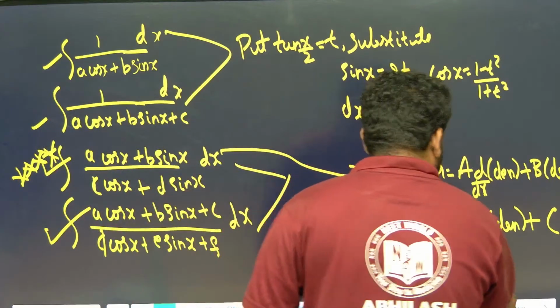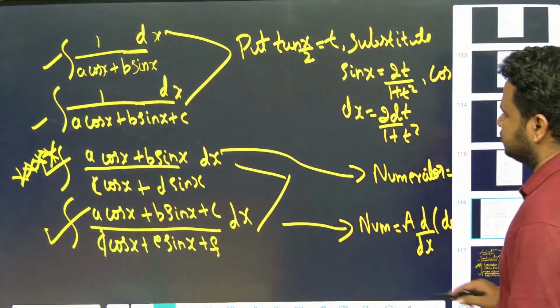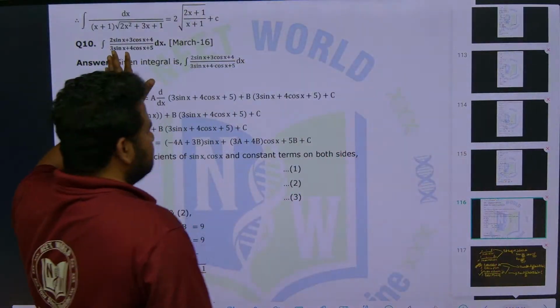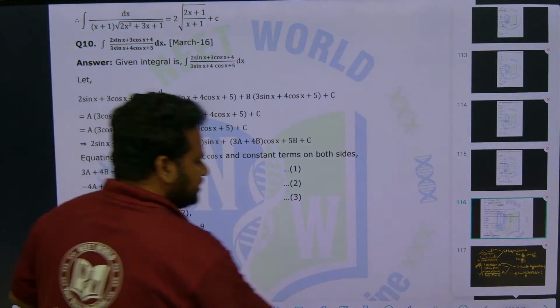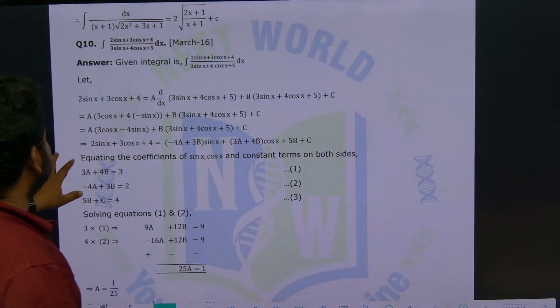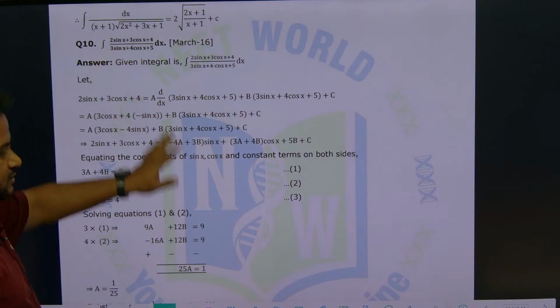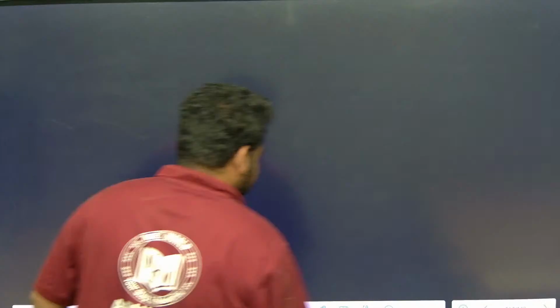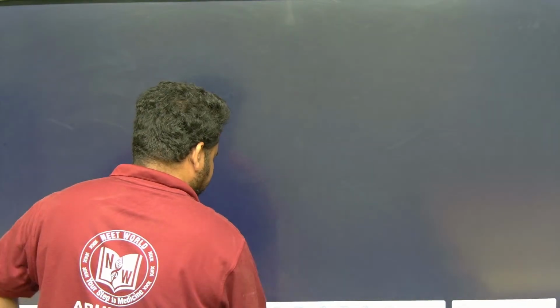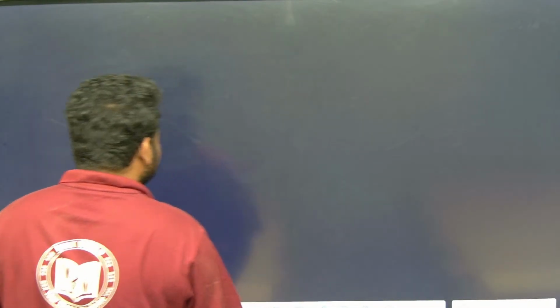Okay, so see here, this question is of the type which I discussed now. The question is the integral of 2 sin x plus 3 cos x plus 4 by 3 sin x plus 4 cos x plus 5 dx. This is what they are asking. So let us solve this question, friends. Observe carefully. Let me do the partition so that it will be easy for us.